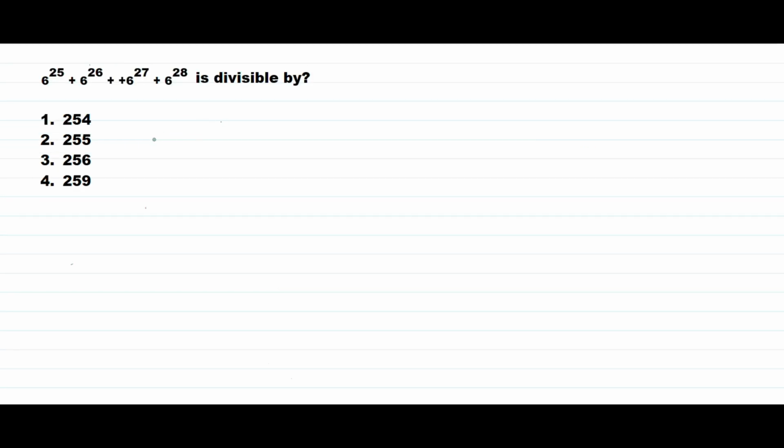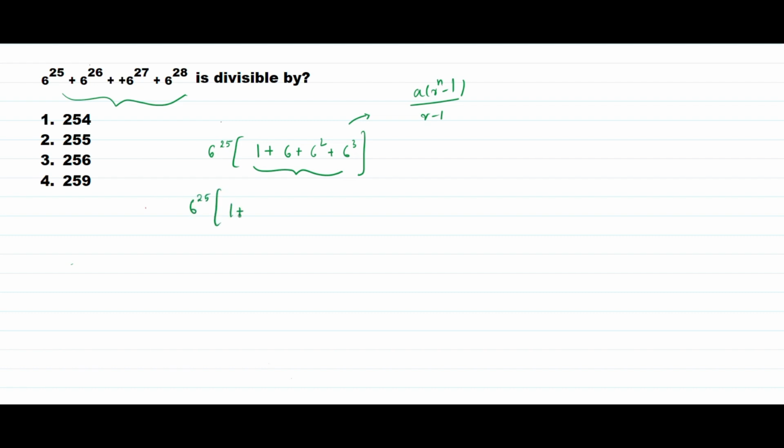See this question here. We need to find a number which divides this expression. When we observe this expression, we know that there is a common factor, which is 6 power 25. So taking 6 power 25 common, we will get 1 plus 6, and here 6 square, and here 6 cube. So we need to add all these numbers. Here the numbers are small, so we can either add manually, or you can use the formula for the sum of a geometric series, that is a into r power n minus 1 by r minus 1. So 6 power 25 into 1 plus 6 plus 6 square is 36, and 6 cube is 216.